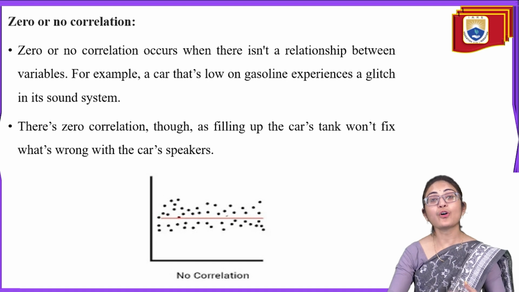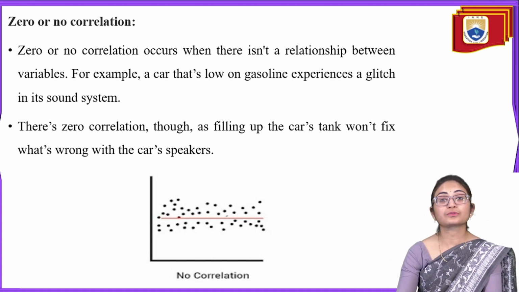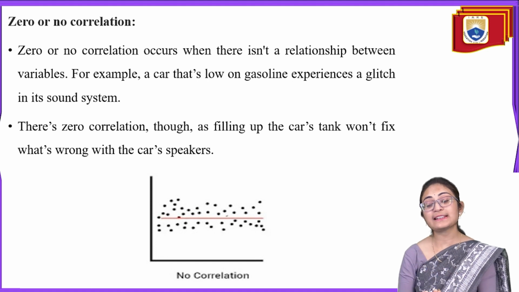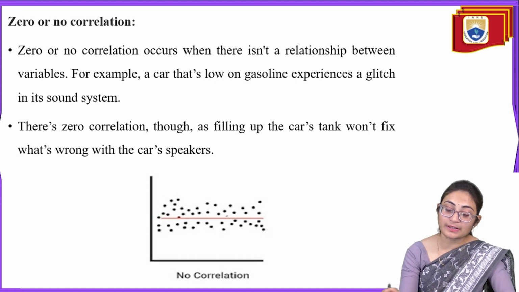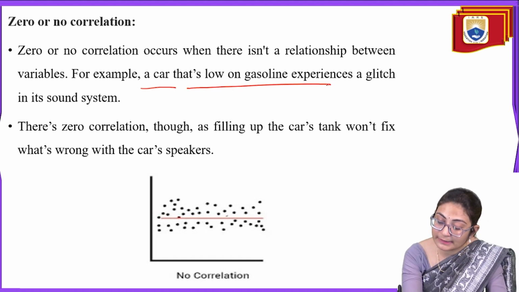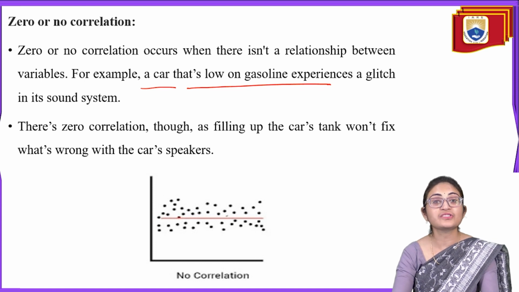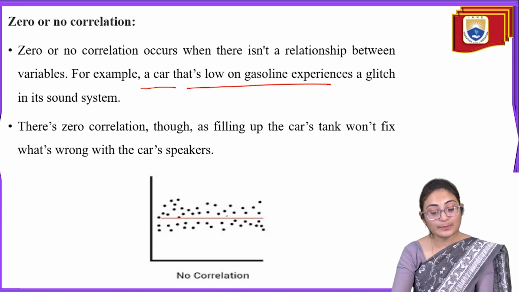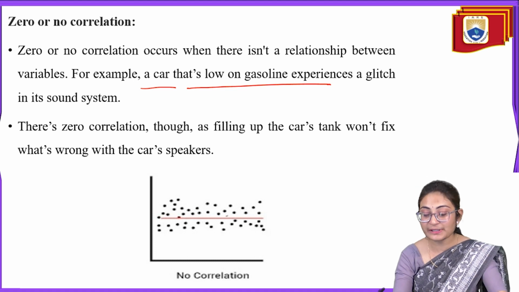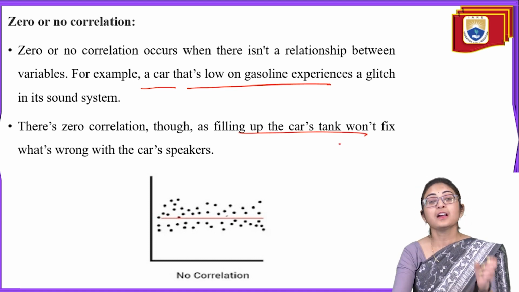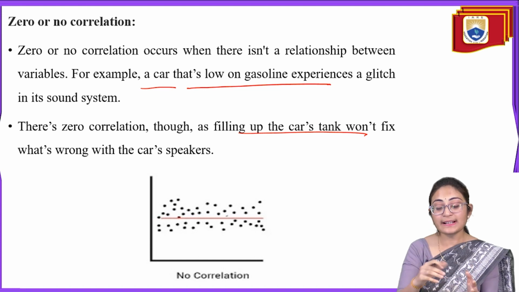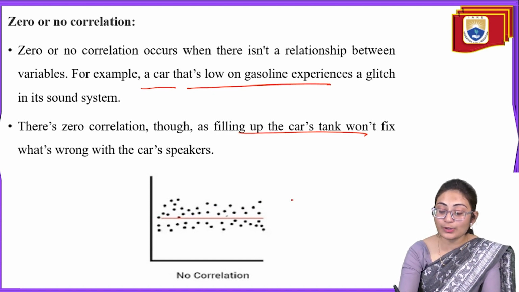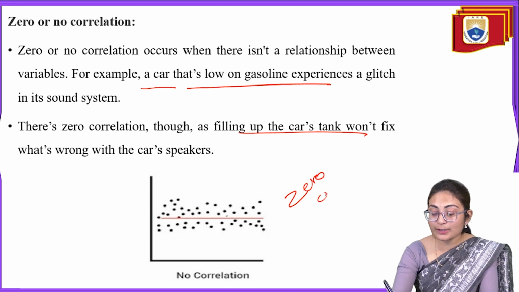After that, zero or no correlation. Zero or no correlation occurs when there is no relationship between the two variables. For example, a car that's low on gasoline experiences a glitch in its sound system. That means there is a zero correlation, as filling a car's tank won't fix what's wrong with the car's speaker. So it will not affect each other. They are not correlating with each other. That's why we can say that there is a zero correlation.